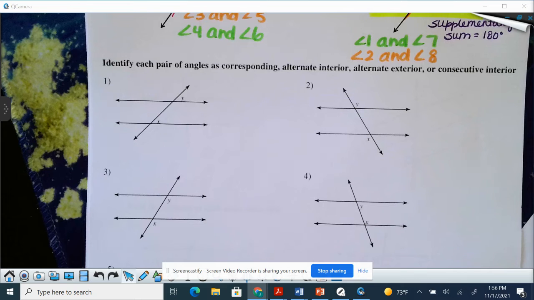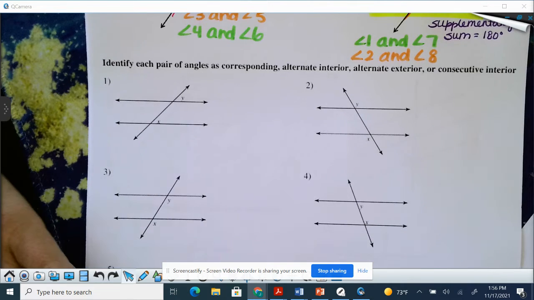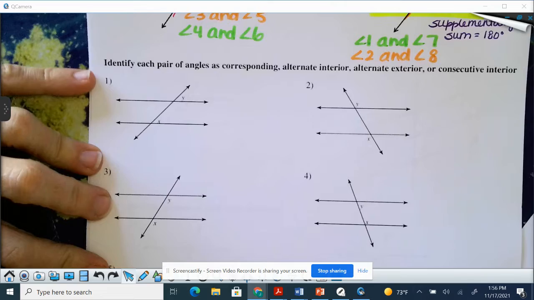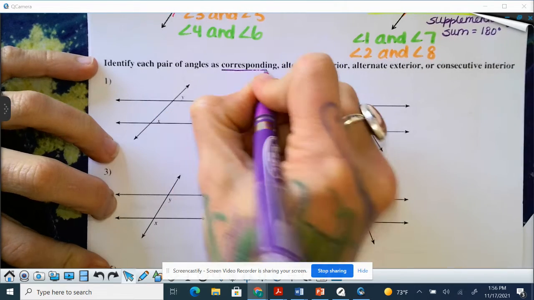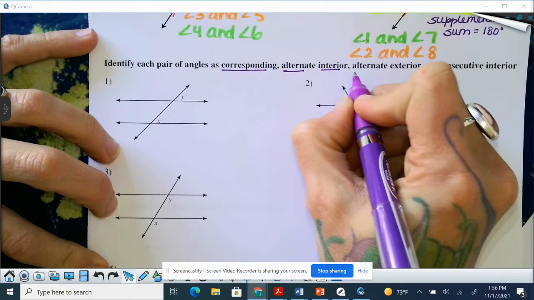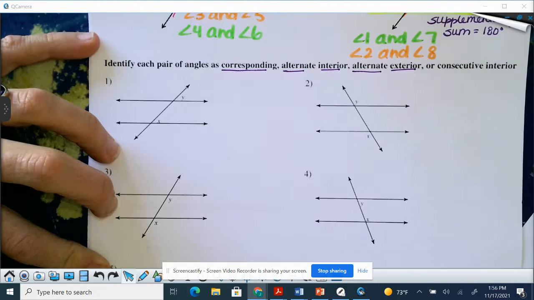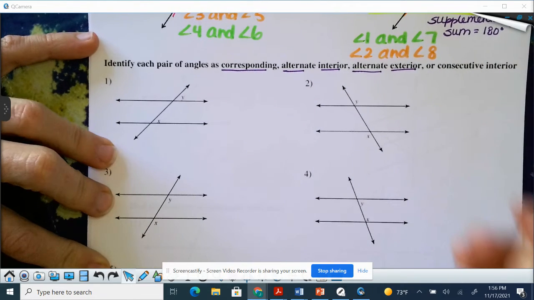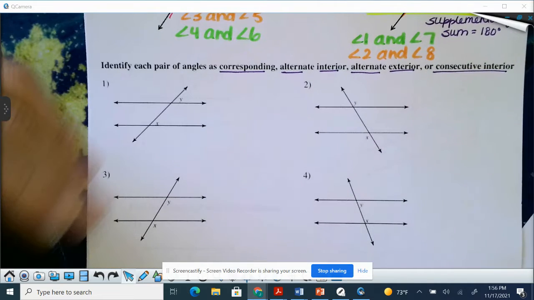Applying what we just learned about parallel lines and transversal, we're going to identify the locations and name them. So this is just your practice knowing corresponding, alternate interior, which means inside and crossing the transversal. Alternate exterior means outside but crossing the transversal. And consecutive interior means inside but on the same side.